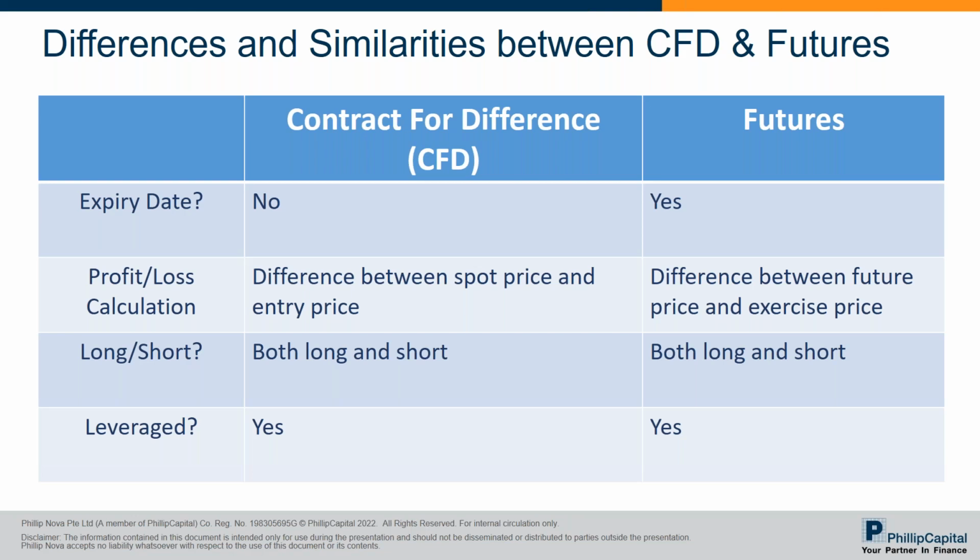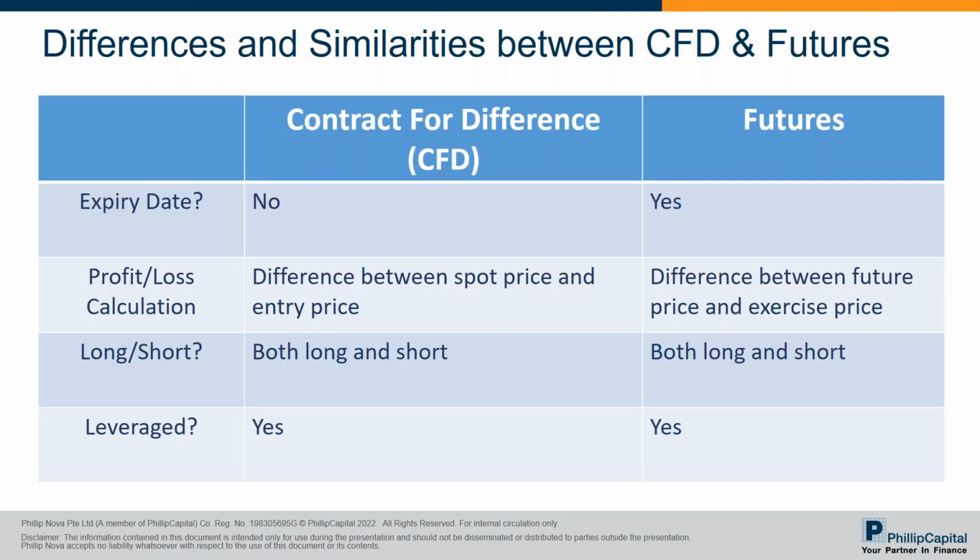In terms of profit and loss calculation for CFD, it is the difference between the spot price and the entry price. So basically, the difference: the price that you sell at versus the price that you bought it at initially. It's just like a normal buy sell calculation. Whereas for futures, it is the difference between the price in the future and the exercise or strike price. Some of the similarities are that you can go both long and short for CFD as well as futures, and both CFD and futures are leveraged.